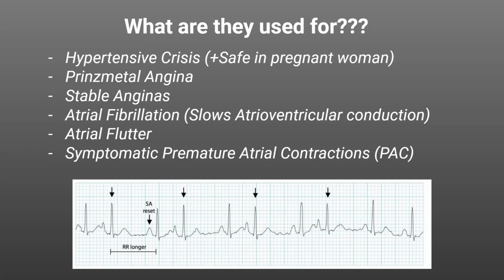What are they used for? So here are the indications. You may want to use calcium channel blockers for hypertensive crisis, Prinzmetal angina, stable anginas, atrial fibrillation and atrial flutter, and symptomatic premature contractions. Now, usually we wouldn't give patients calcium channel blockers if they are asymptomatic with premature atrial contractions, but if they do show up symptomatic, you may want to give calcium channel blockers to help.